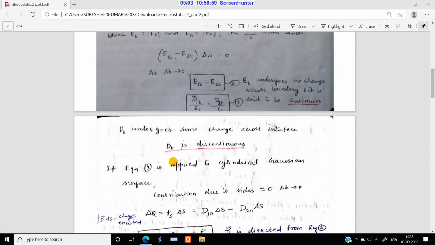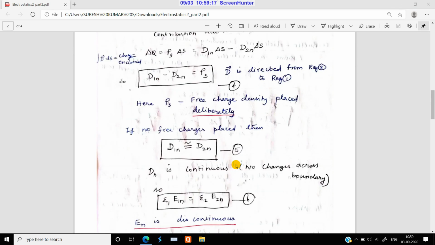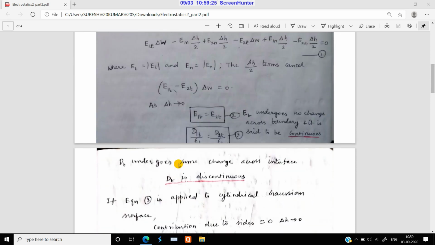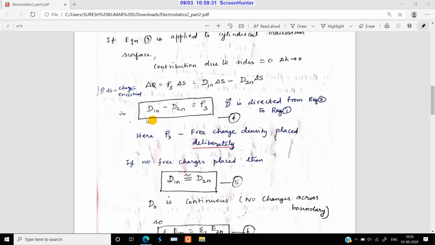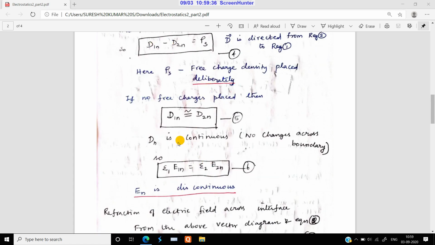The second point is, when an electric field travels from one medium to another medium, the electric field undergoes no change across the boundary, so it is continuous, but the electric flux density is going to change because this D_t is discontinuous. Also the tangential component is continuous and the normal component is discontinuous, but the normal components are equal in nature. So that is given by these two equations.